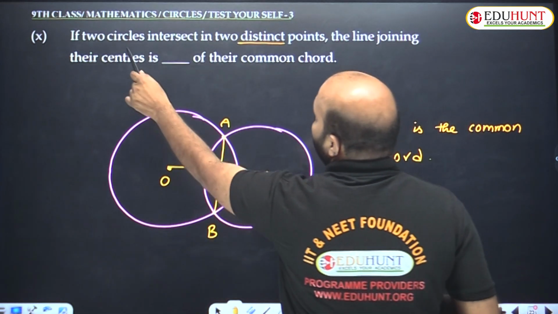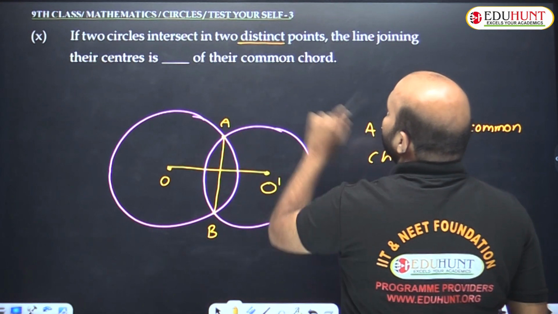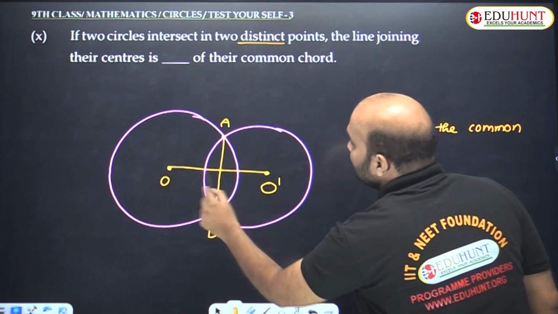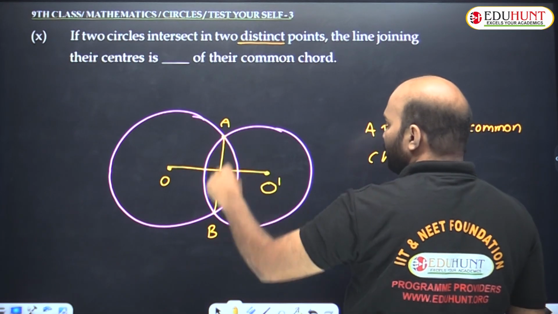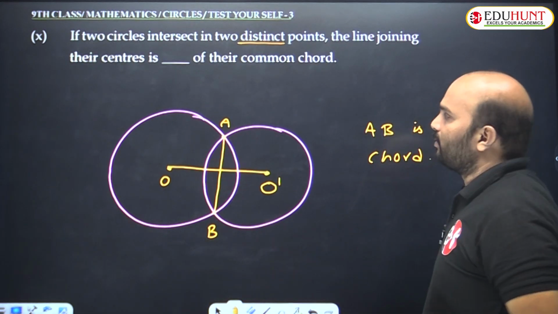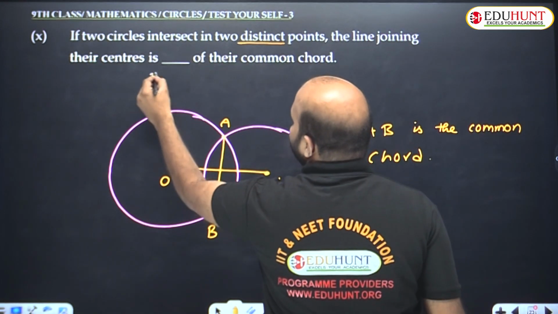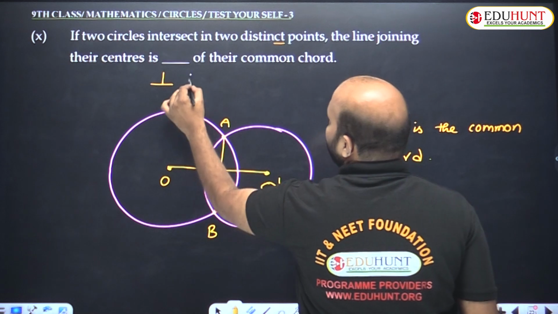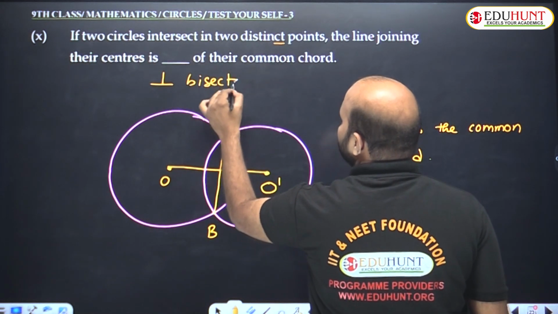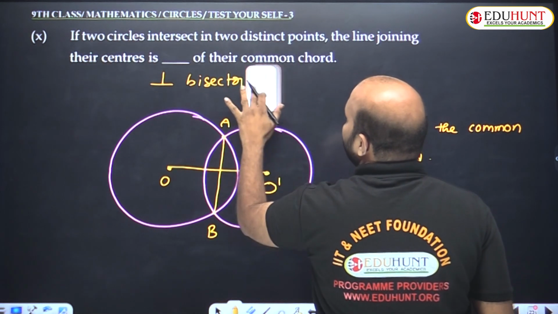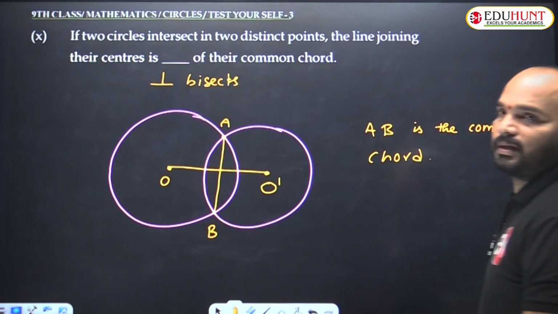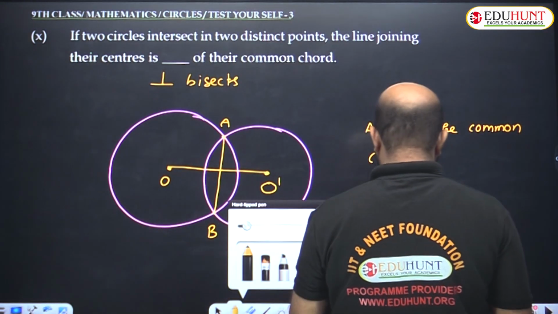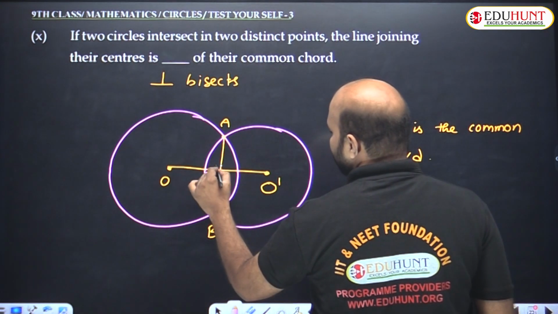Am I clear? So what I am given: two circles intersect in two distinct points, nothing but different points. The line joining their centers is dash of their common chord. So for the common chord, the answer is perpendicular bisector. This is a perpendicular symbol. Perpendicular bisects, or bisector. So this is the required answer. This is the symbol of perpendicular.